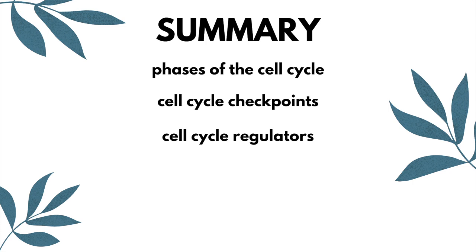Then we talked about cell cycle regulators and how cyclins and cyclin-dependent kinases work together to control the cell cycle. Next, we talked about mitosis, which is the splitting of a parent cell into two identical daughter cells, and its different phases, such as prophase, metaphase, anaphase, telophase, and cytokinesis. Lastly, we talked about cancer and how cancerous cells divide rapidly due to the fact that their cell cycles are unregulated.